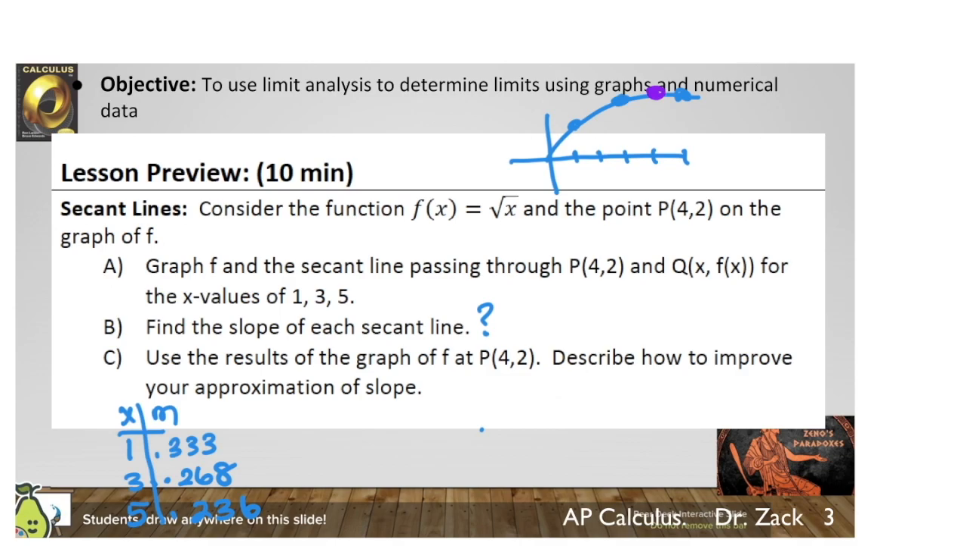So my expectation is that you've completed the lesson preview to the best of your ability. Having done this, let's have a brief discussion. As you drew the function f of x equals square root of x, you were also asked to plot the point (4, 2) and draw the secant line through the values x equals 1, x equals 3, and x equals 5. If you found the slope of each secant line, those values would be 0.333, 0.268, and 0.236.